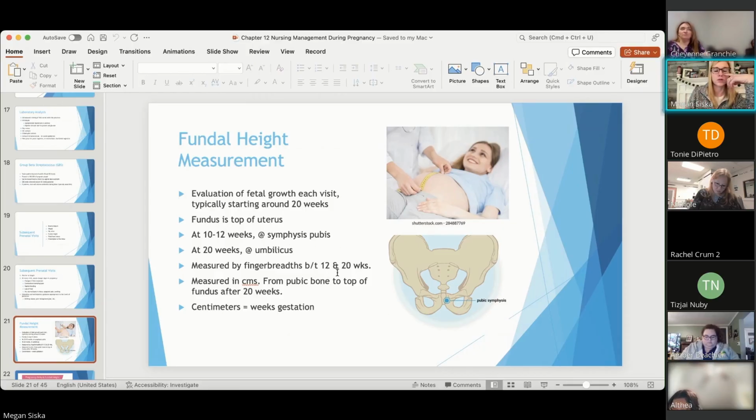We also measure with finger breadths. So you can put your fingers and do a measurement that way. So if you touch her belly button, let's say, and you can feel her fundus 2 finger breadths above that, that correlates with 22 centimeters or 22 weeks gestation. So it's a little subjective, but gives you an idea.